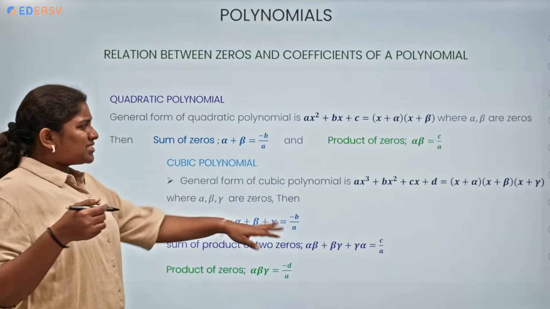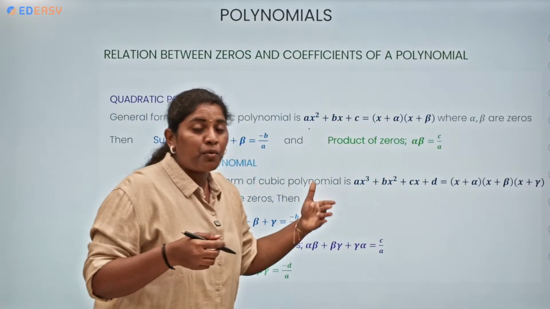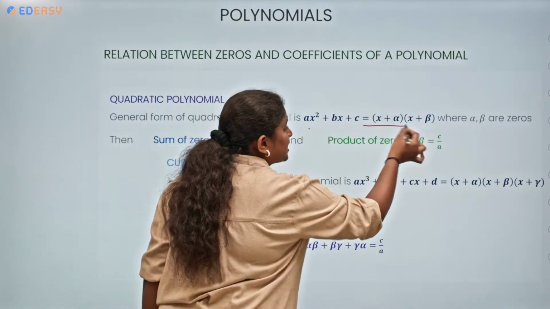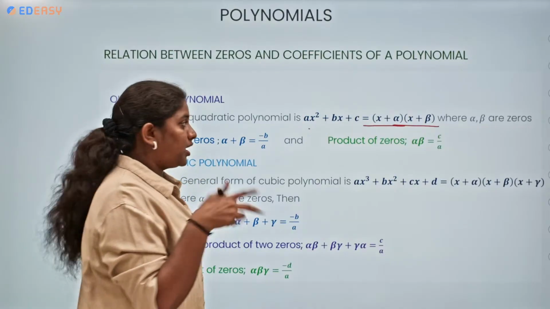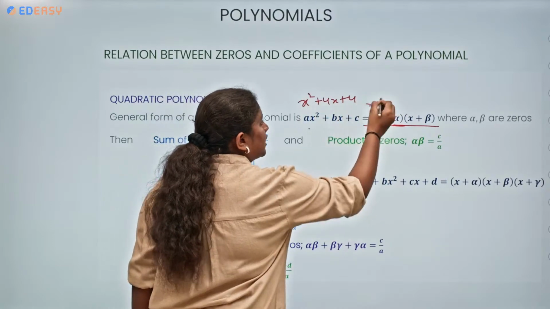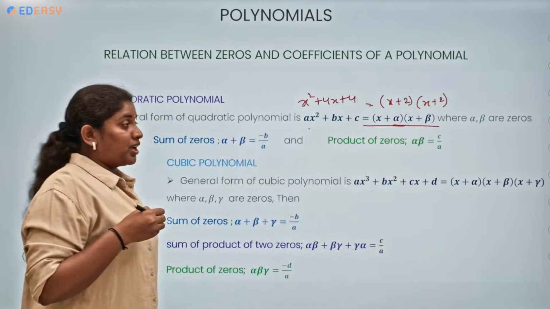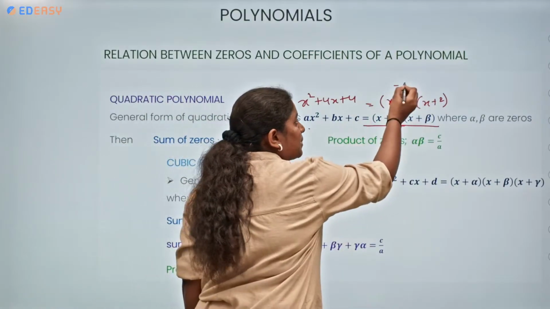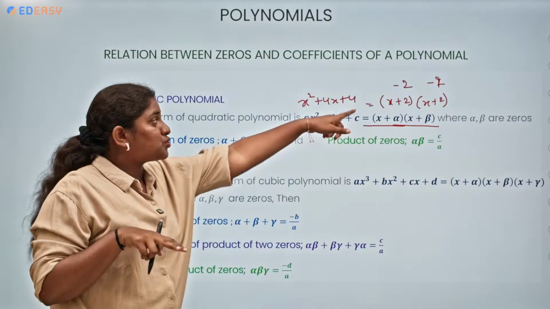Okay. Now what is the general form? General form is ax square plus bx plus c. As it is a quadratic polynomial, after factorization, you will be getting it as (x plus alpha) into (x plus beta), where alpha and beta are the two roots. Like how we got x square plus 4x plus 4, right? After factorization, we got (x plus 2) into (x plus 2). Clear? Now, what are these two? Here we will be getting the zeros as -2, -2. Right? So we got the two zeros as -2 and -2.